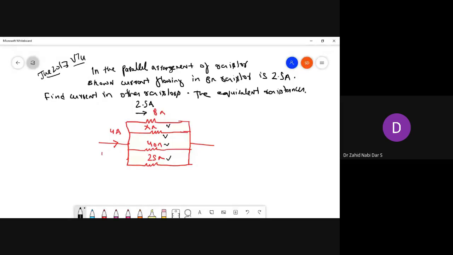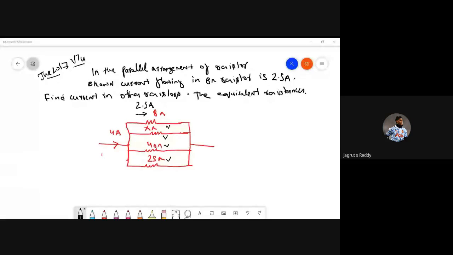Girls are not doing. Why? Sir, R equivalent is 5 ohms, sir. Mohammad Zaid, X is equal to 100 ohm and the current for X is equal to 0.2 ampere. Mohammad Zaid, you are doing or not? I think he's not doing. Yes, sir, R equivalent is 5 ohms.